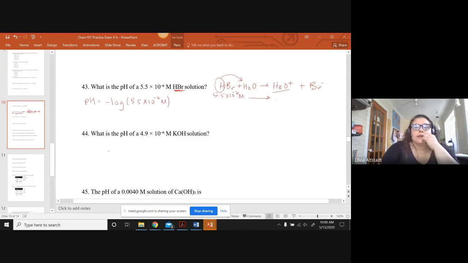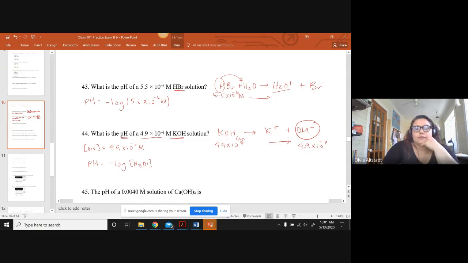Yep. Okay. But in this problem, they're asking for pH. And when you look at KOH, KOH in water dissociates to K and OH. There's no hydronium here. What you have is hydroxide. So all of this 4.9 times 10 to the negative 6 becomes hydroxide. So the concentration of hydroxide is 4.9 times 10 to the negative 6 molar. But for you to calculate pH, you can't use hydroxide. You need to use hydronium. Was that the problem, Emma?